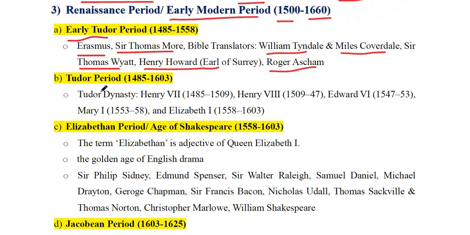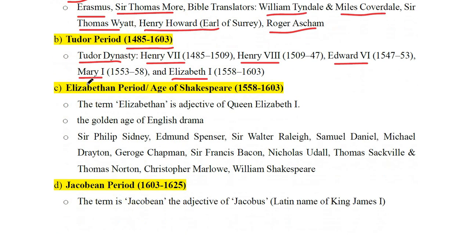Then Roger Ascham. Now, the Tudor period, from 1485 to 1603, is named after the Tudor dynasty. So we have Henry the Seventh, Henry the Eighth, Edward the Sixth, Mary the First, and Queen Elizabeth the First. So these queens and kings belong to a particular dynasty that was called Tudor. That is why we call it the Tudor period.